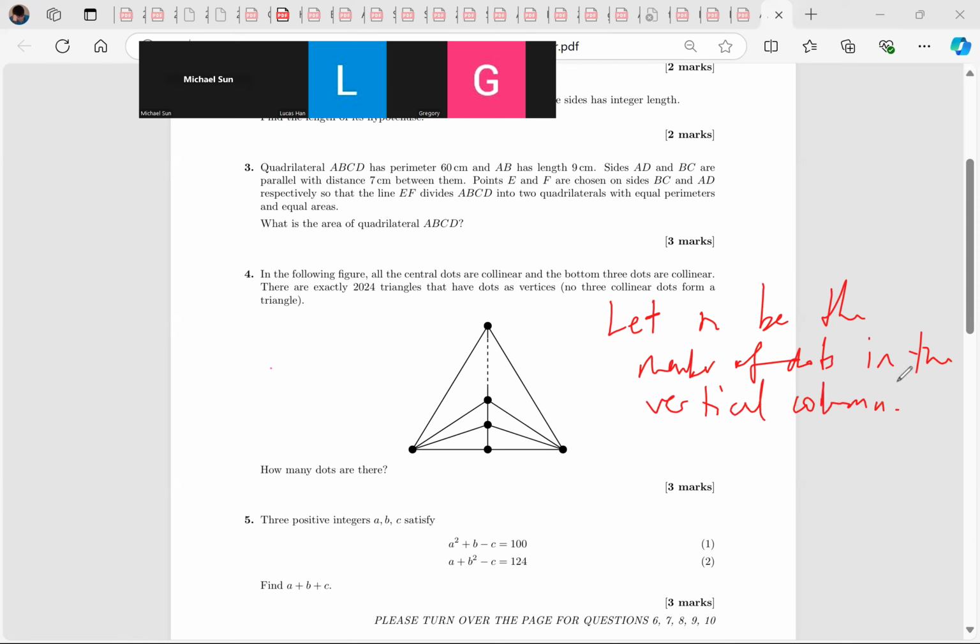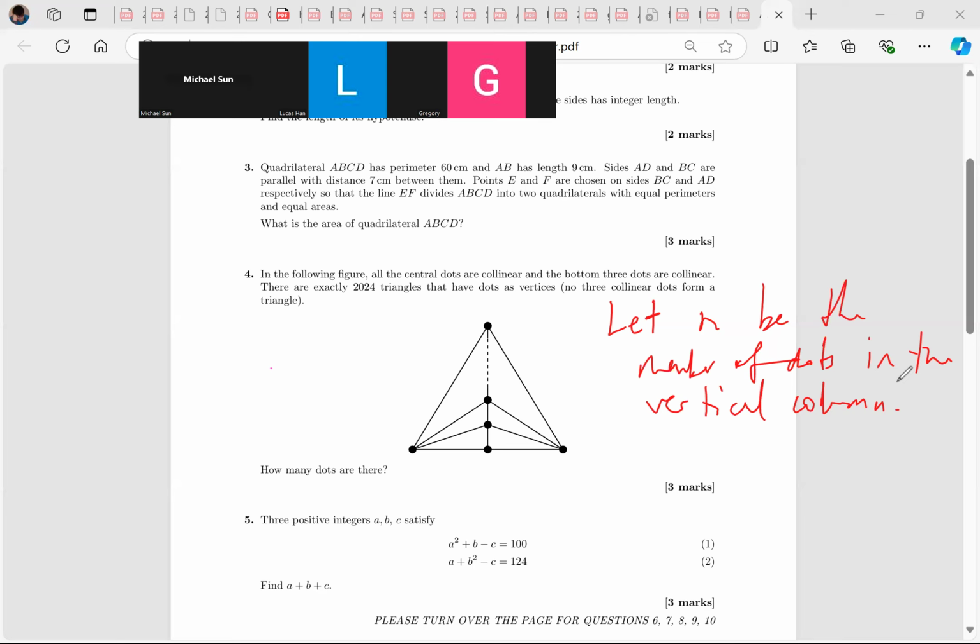Okay, so how do you get a triangle? You can either get a triangle using dots from the vertical column or not using dots from the vertical column, right? And if you use dots from the vertical column, you can use at most two, right? Basically you can pick any 3 points that aren't on a line and you get a triangle.